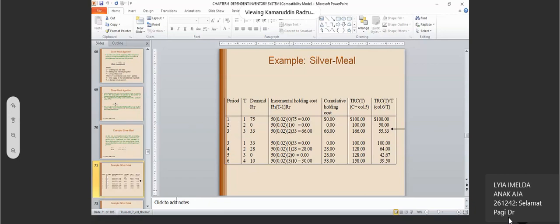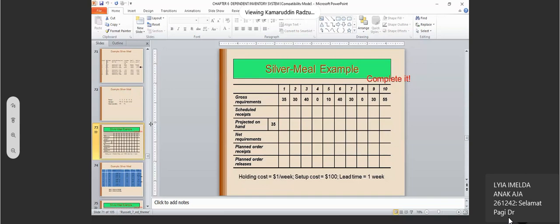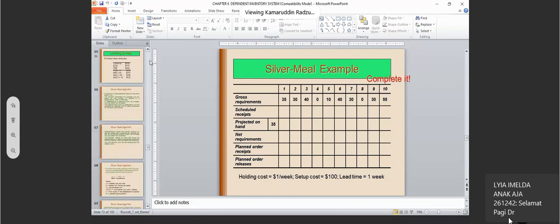Let's say in the... we are missing the table, where is the table here? Sorry.